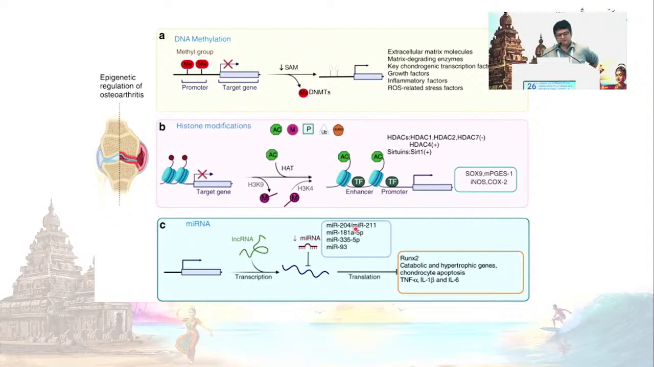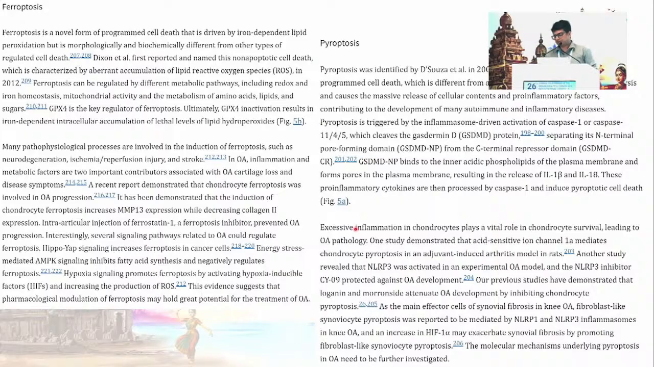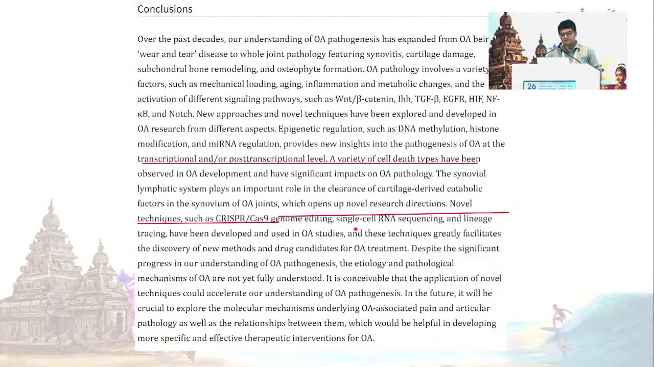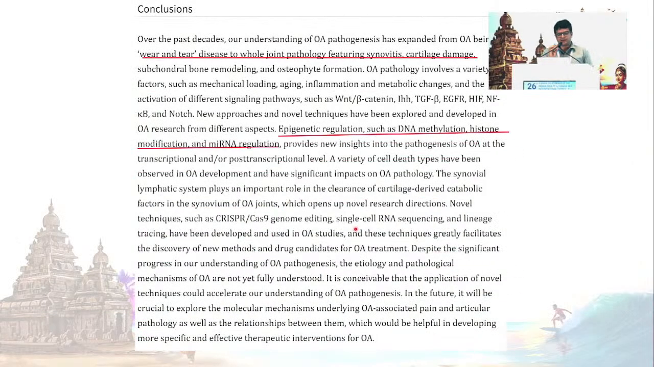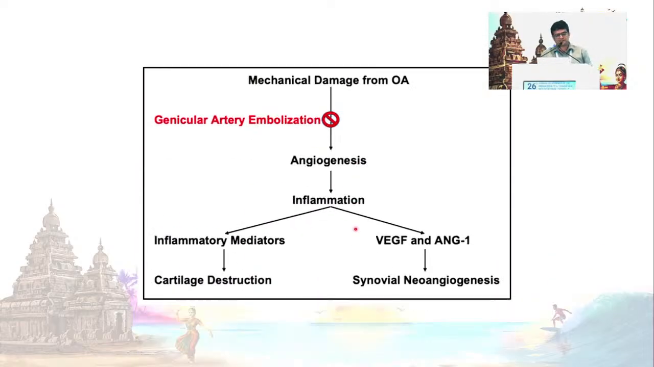Then there is a theory of DNA methylation, histone modifications and mRNA. This is called epigenetic regulation of osteoarthritis. And we know apoptosis, then there is ferroptosis and pyroptosis. So this is all about epigenetic regulation from the Rheumat papers, and so the cause of osteoarthritis from wear and tear has changed up to DNA methylation, histone modification, local cytokine storms, release of proteases and destruction of tissues.